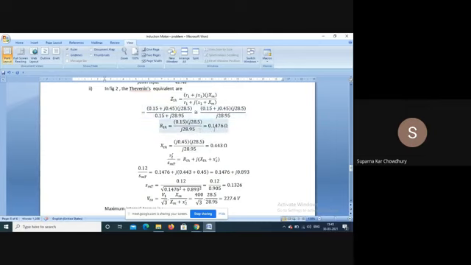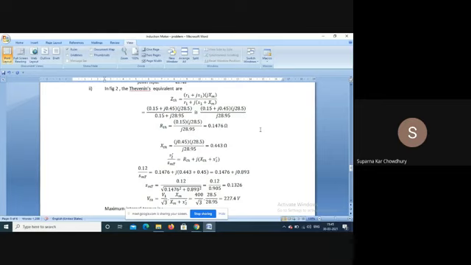So R Thevenin is 0.1476 ohm. Similarly, X Thevenin is X1 into XM by XM plus X1. So that is equal to 0.443 ohm. Now for maximum torque, the load impedance should be equal to the input impedance of the circuit. That is the maximum power transfer theorem.